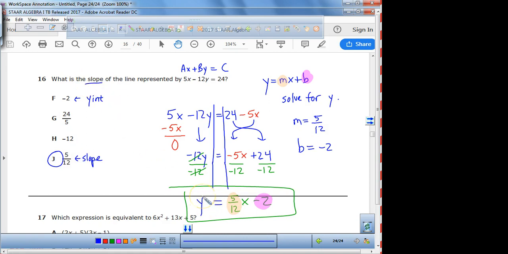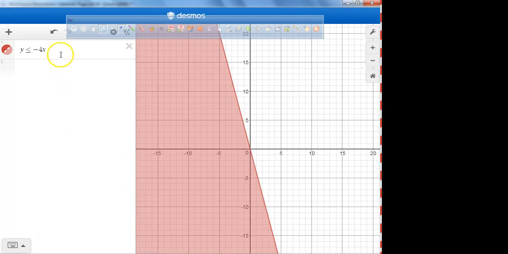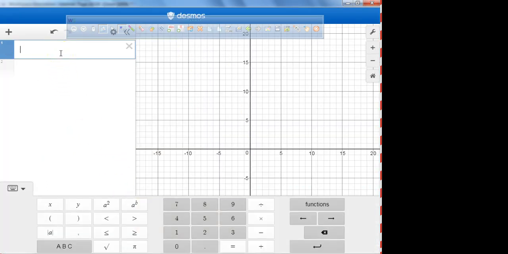Now let me show you how you can use Desmos on this. I don't know if this would be helpful. So we're going to use Desmos, which you can use in the test mode. So it says 5x minus 12y equals 24. So I'm going to go over here to Desmos. Okay, I'm going to delete that. What was the equation again? Is it 5x minus 12y equals 24?